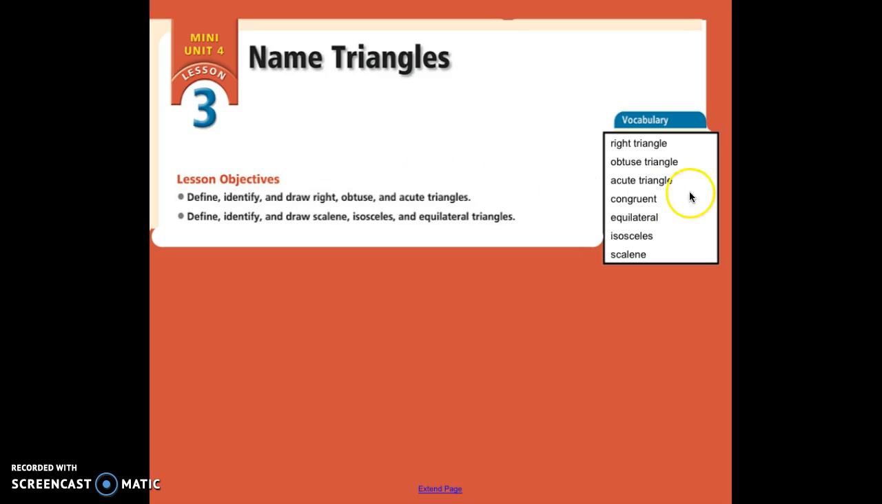The vocab we'll be discussing is what a right triangle is, an obtuse triangle, an acute triangle. We'll also be discussing what congruent triangles look like. And then lastly, we'll be looking at equilateral, isosceles, and scalene triangles.